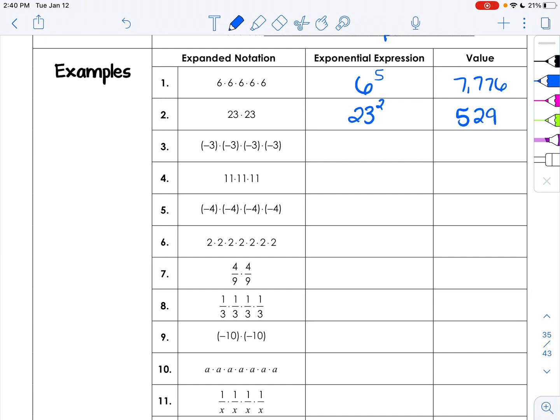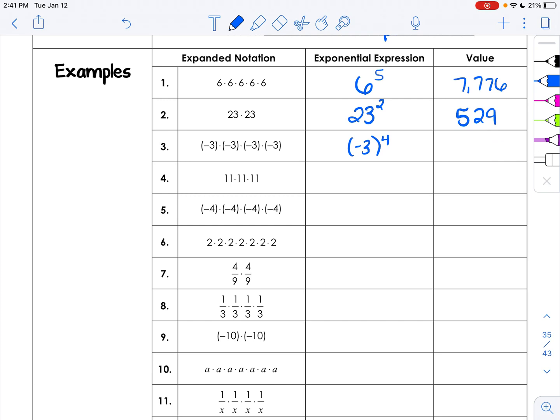Number 3, we're using negative integers. So notice how there are parentheses around each negative 3. This is extremely important. Just like with the previous one, our base is negative 3, but we want to put it in parentheses just like in the original problem. And we're multiplying negative 3 4 times. So negative 3 to the 4th power. The reason the parentheses is so important is in order to get this final value.